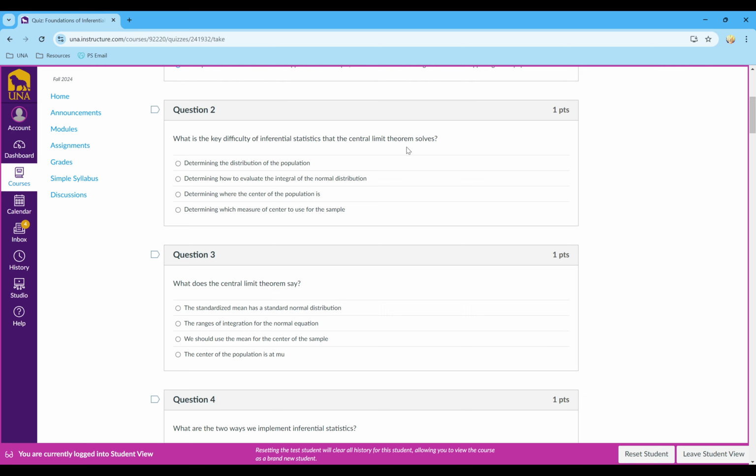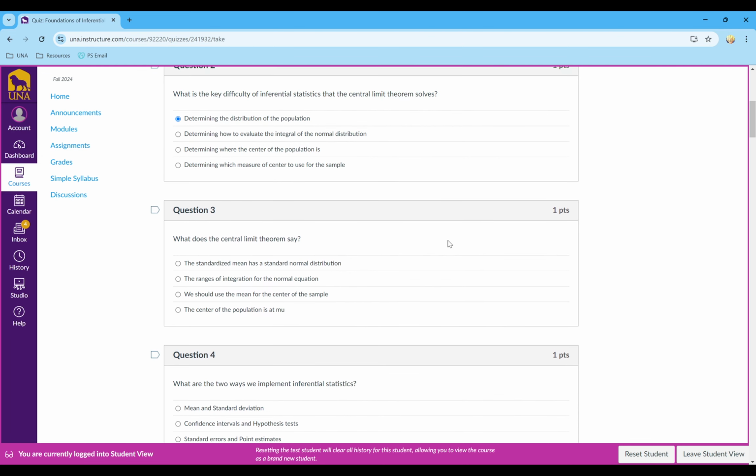Key difficulty of inferential statistics the central limit theorem solves. Well, in guessing about a population, we never know what the distribution is. So the central limit theorem is helpful with the distribution stuff, determining the distribution of the population. I guess we can read the others, but I'm pretty sure that's going to be it. Integral of the normal? Well, this determines the distribution is the normal, but the central limit theorem itself isn't helpful for evaluating an integral. Where the center of the population is, actually that one we know pretty well. Which measure of center to use for the sample. Yeah, this is going to be the one, determining the distribution of the population. That's what the central limit theorem solves.